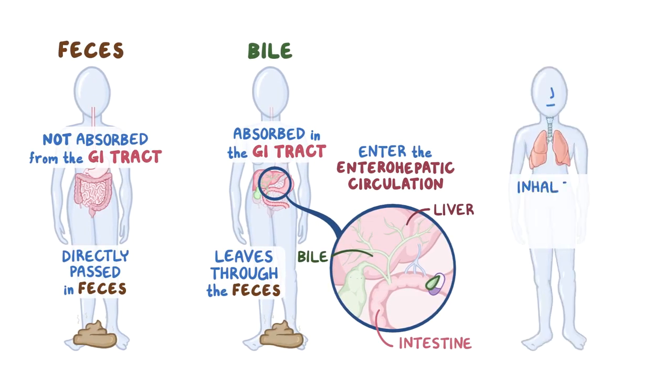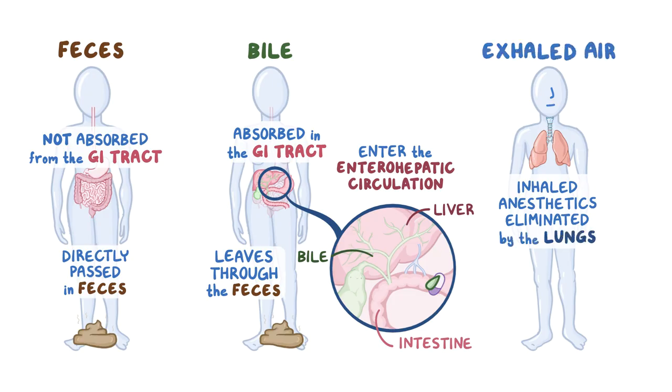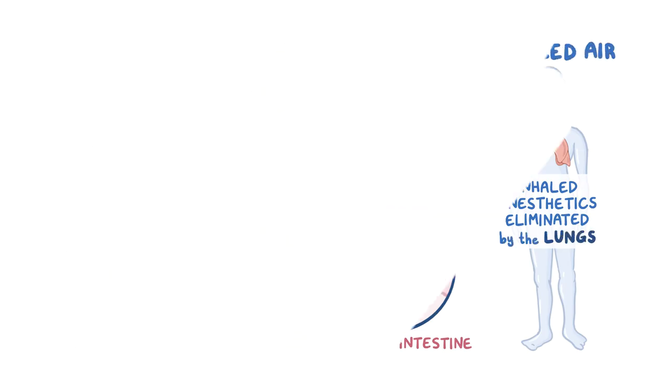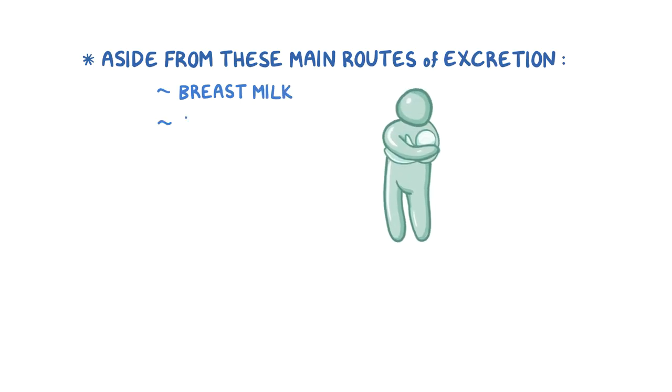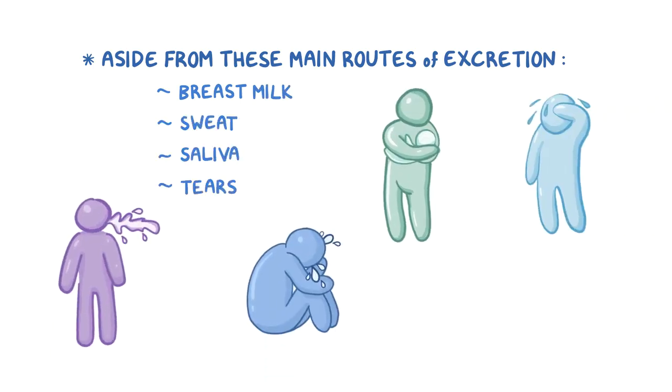Also, many inhaled anesthetics get eliminated by the lungs through the exhaled air. Aside from these main routes of excretion, small amounts of certain medications can leave the body in breast milk, sweat, saliva, and tears.